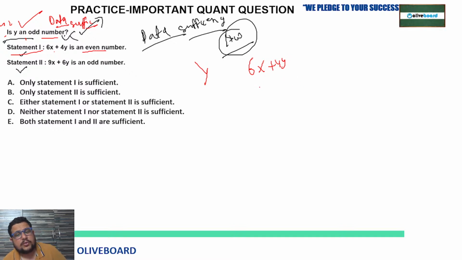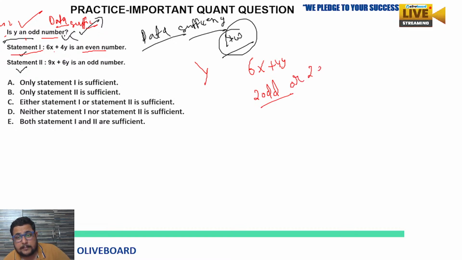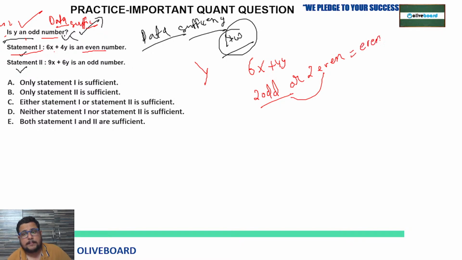So the sum of two odd numbers or two even numbers is always going to be what? An even number. Remember that. So here 6x, so 6 multiplied by x. 6 is what? An even number.